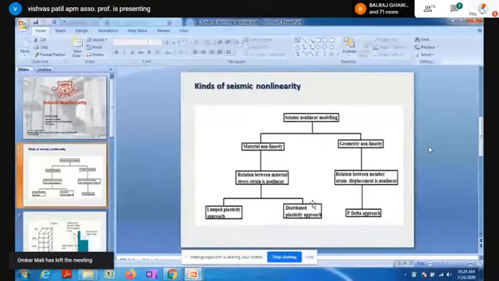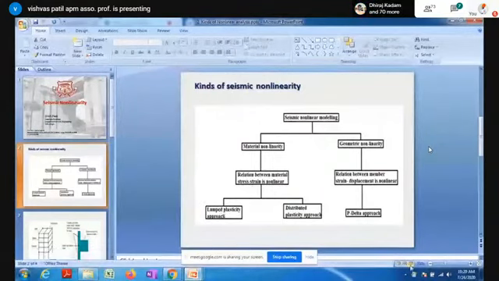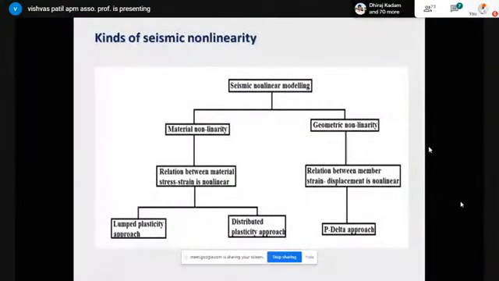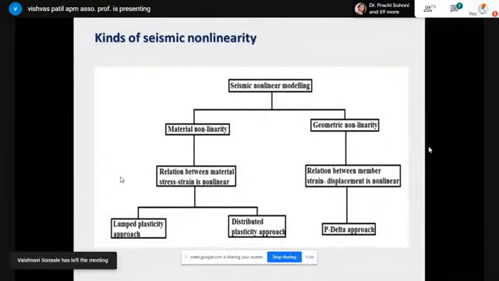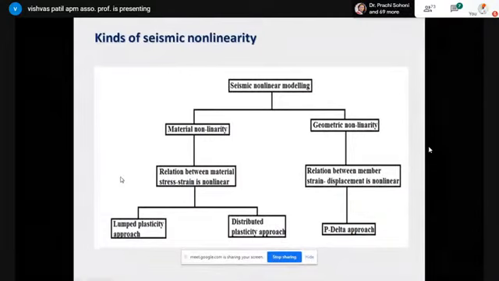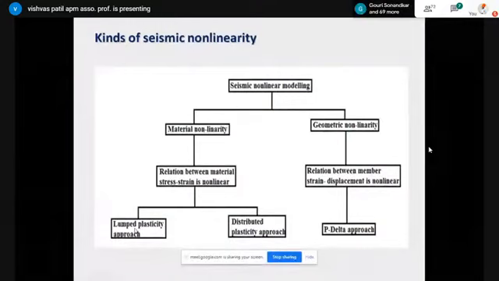What is the difference between the two? In the case of the lumped plasticity approach, we are assigning the nonlinearity to a specific zone of the element. For example, how to apply nonlinearity to the beam? In this case, the nonlinearity to the beam is applied to the specific zone only, not to the complete length of the beam. That is the same for the column also: whatever the length of the column, the nonlinearity is applied to a specific zone where the element is likely to yield under the earthquake. So that is the lumped plasticity approach.